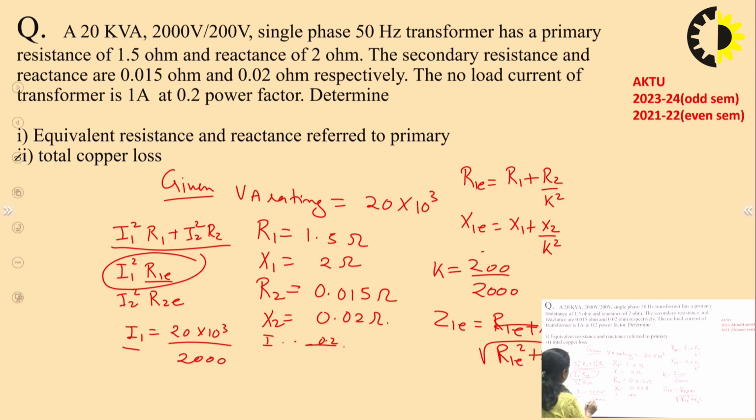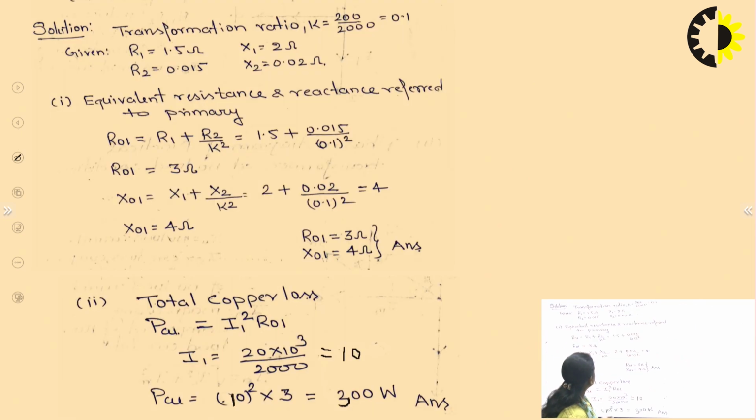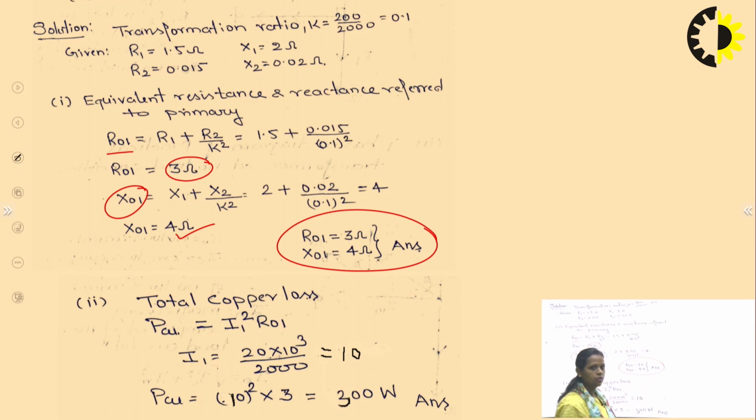After finding the value of I1 and the value of R1E, putting both values in here, you can find the value of copper loss. So let's see the final answer. We can see that R1E or R01, they are the same thing. We are getting the equivalent resistance referred to primary side as 3 ohm, right? And equivalent reactance referred to primary side, we are getting 4 ohm. So this is our required answer. The first one we have solved, 3 ohm and 4 ohm.